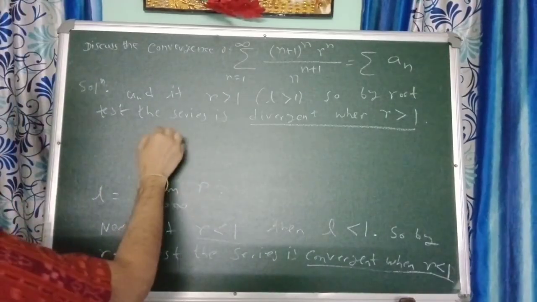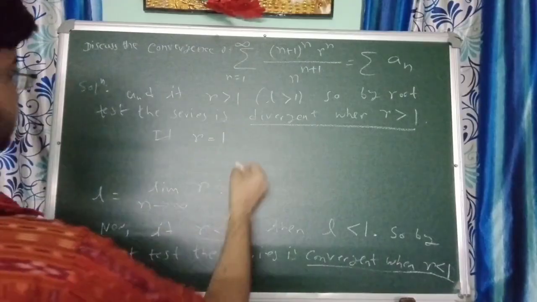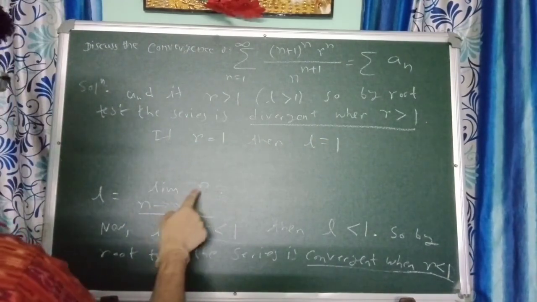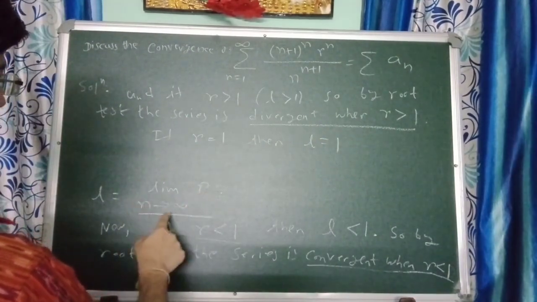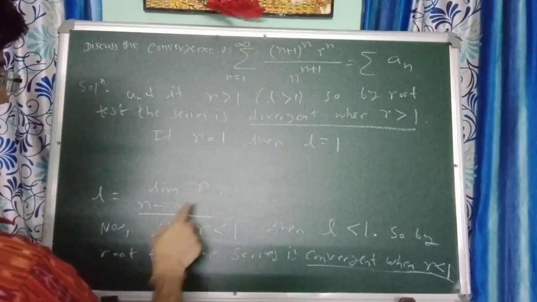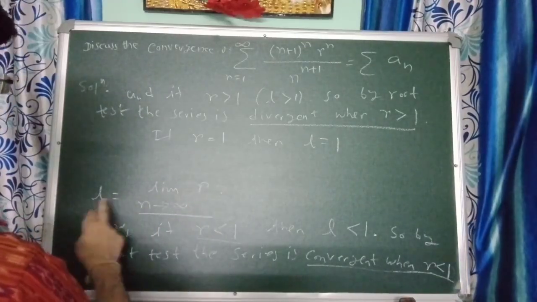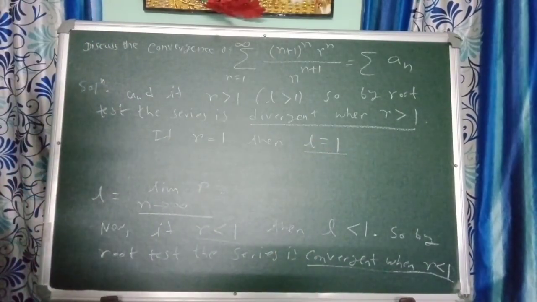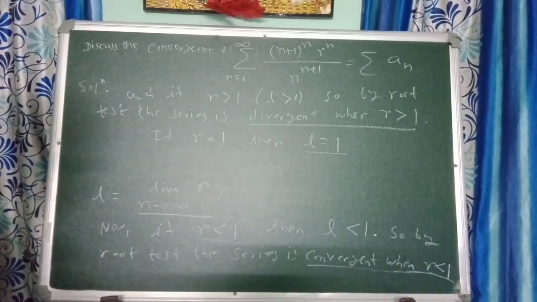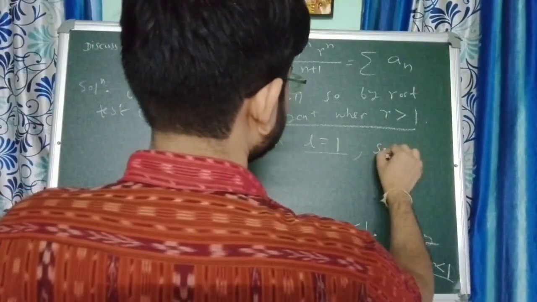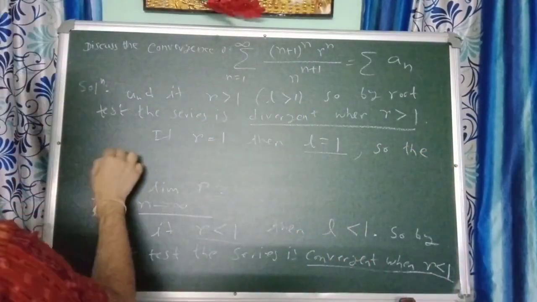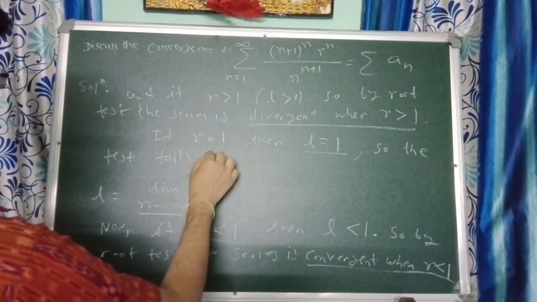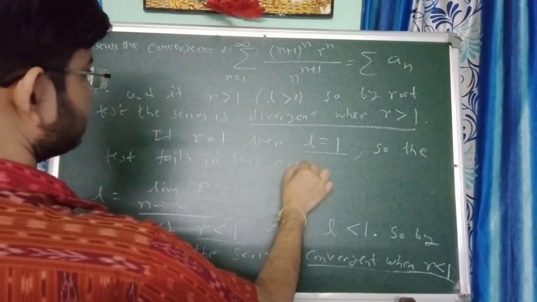Now if r equals 1, then L is also 1 from this expression. Since r equals 1, limit n tending to infinity applied on 1 is also 1, so L is 1. You know that when L is 1, the test fails. So the test fails in this case.